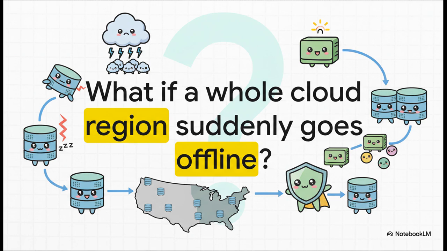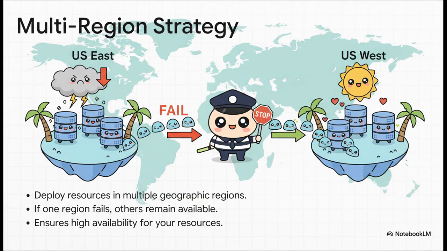I mean, just imagine this really scary but very real scenario. What happens if your entire cloud region, say the whole US East Coast operation, just goes dark? If all your servers, all your data, everything is in that one spot, you are completely offline. Game over. This is exactly why a multi-region strategy is so crucial.